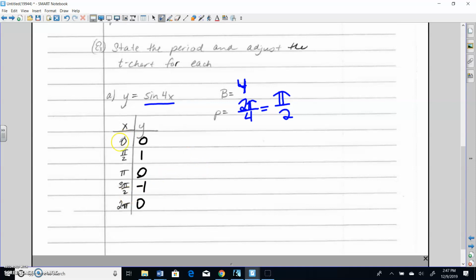Okay, all right, so how we're adjusting our t-chart is that now this needs to be, instead of 2 pi, a half pi. So we're going to multiply. We have to take 2 pi times some number that will give us a half pi. So what is that going to be?